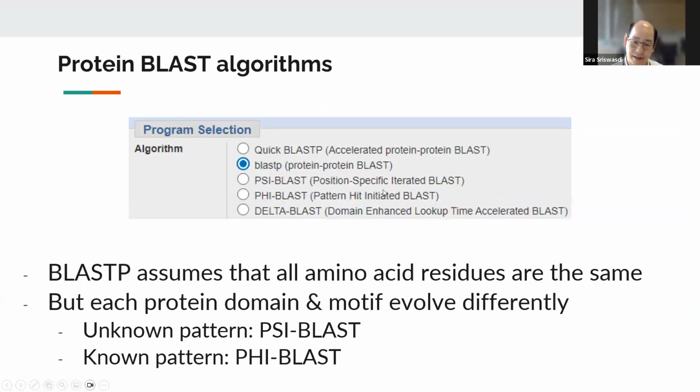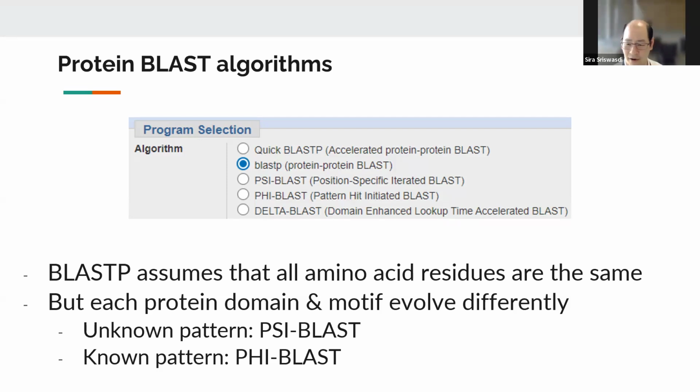So not only the alignment score, protein also has other techniques that can help us search for similar proteins. So the regular BLASTP, BLAST protein, P for protein, assumes that all amino acids are the same. It applies the same evolutionary model on substitution score to every amino acid position, right? Every position in the protein.